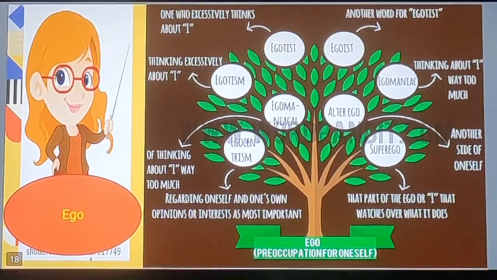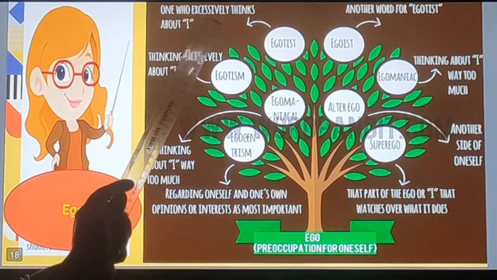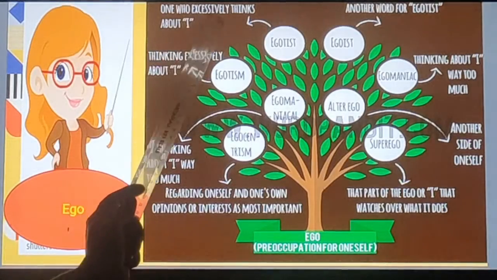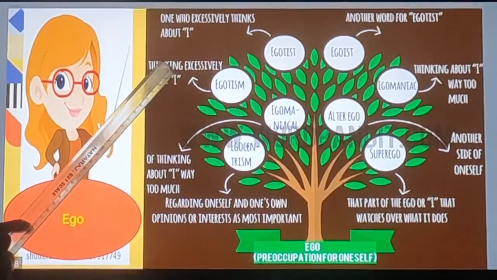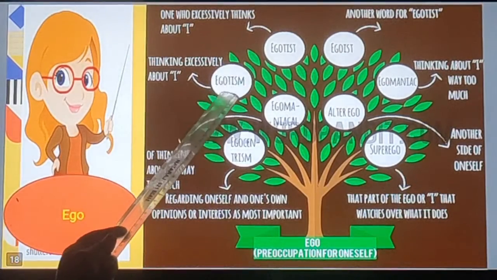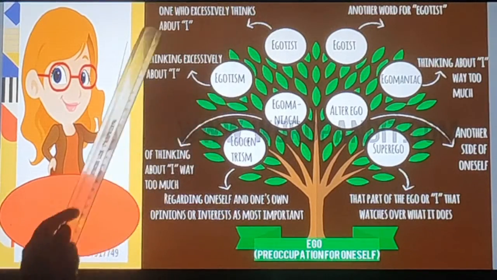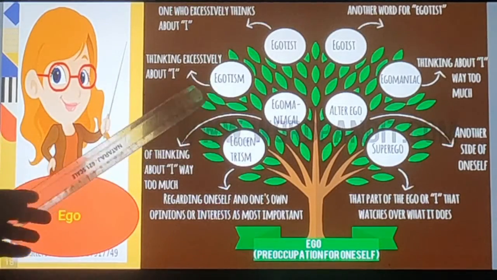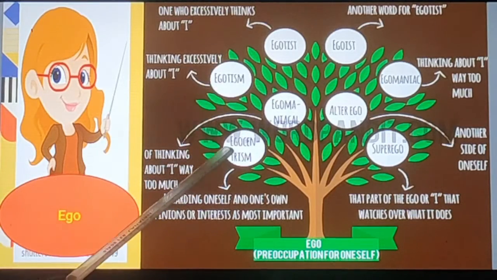Okay. Now look at this here. Egotist. Egotist means one who excessively thinks about I. Those who are thinking about themselves, we have to call the egotist. What is egotism? Egotism means thinking excessively about I. Here we already listen to I, meaning selfish. We can already observe these words. Meaning I, meaning selfish. Okay, egotism.